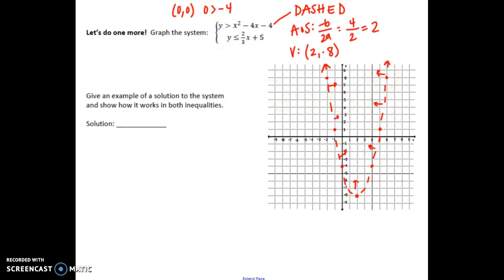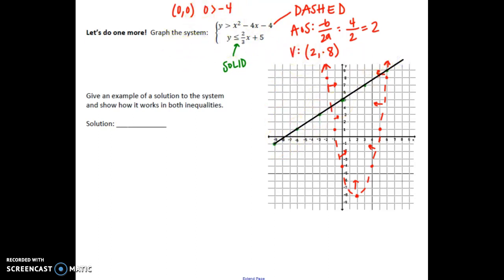And now we're going to graph the line so that we can figure out where our overlap is. This is going to be a solid line because it has the or equal to part. So we're going to graph our y-intercept at 5, and our slope is up 2 and right 3. Up 2 and right 3. You can do that as many times as you want. Down 2 and left 3. Down 2, left 3. Then use our line tool. You would use a ruler, a straight edge of some sort, and we make that solid line.